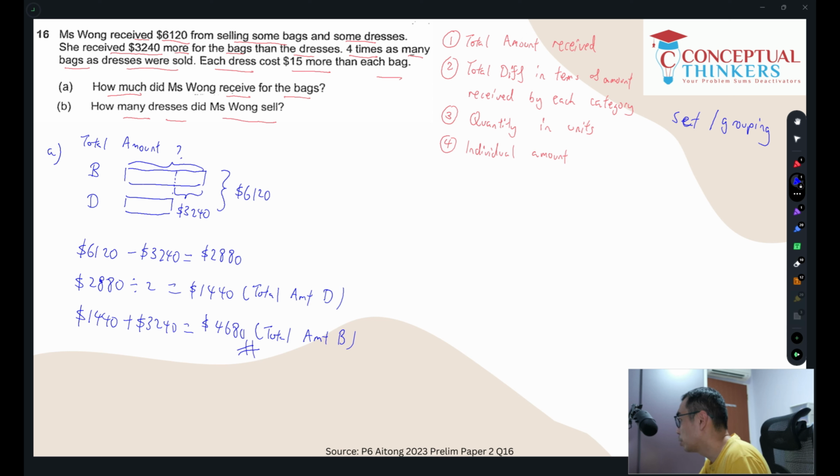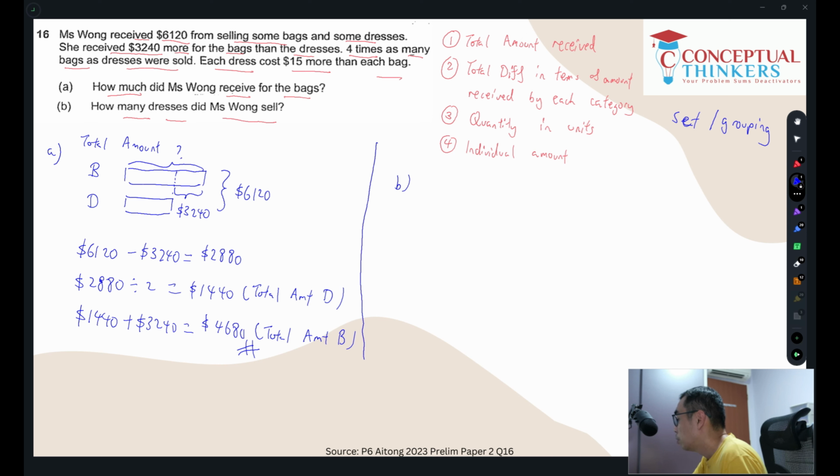For this question, we do need the total amount of money for the dress, so doing this extra step is useful for our part B calculation. But if the question were only asking for the total amount received for the bags, I would prefer to do addition and divide by 2. It will be easier. Now let's look at part B.